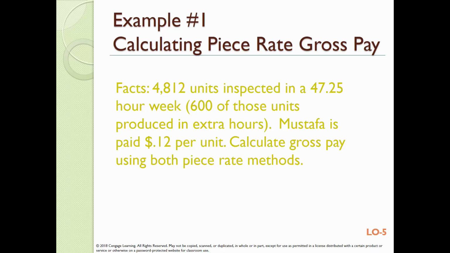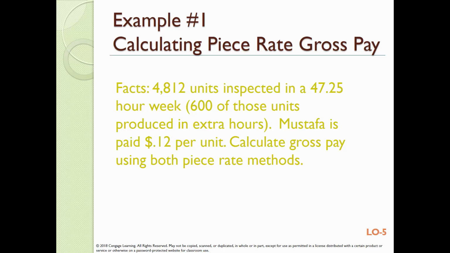So your algebraic equation should say 4,812 times 12 cents equals $577.44. Right? So for all 4,812 units, that's how much he gets.